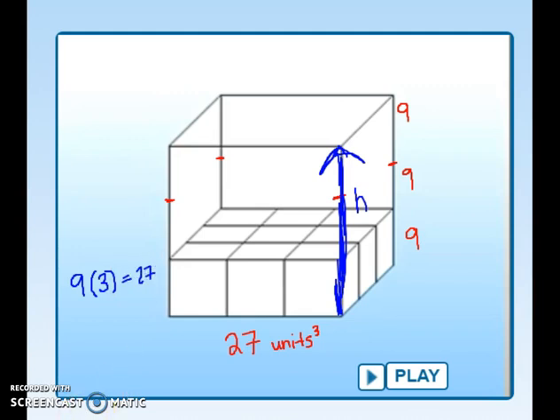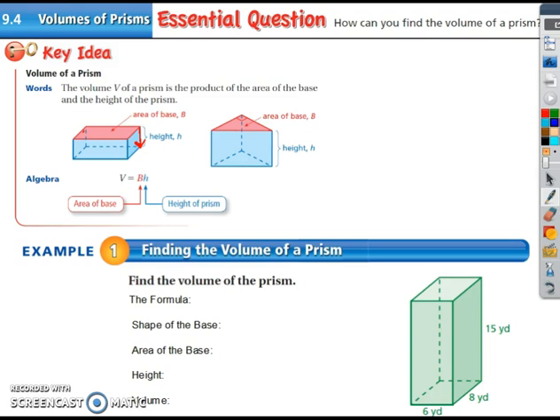Now we'll go ahead and go back to our notes. So to find the volume of a prism, again, all we're going to do is find the area of that first level, or the area of the base, and multiply it by the height so that we can fill in all of the levels that we need. Our formula is going to be area of the base multiplied by the height. Make sure you fill that in your notes, please.